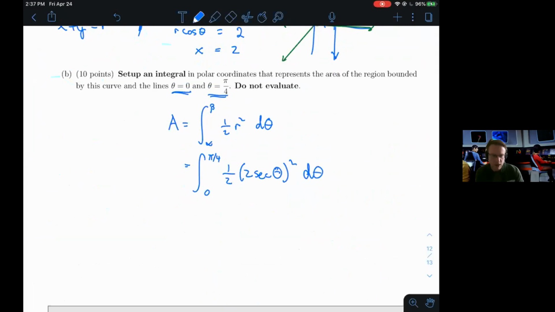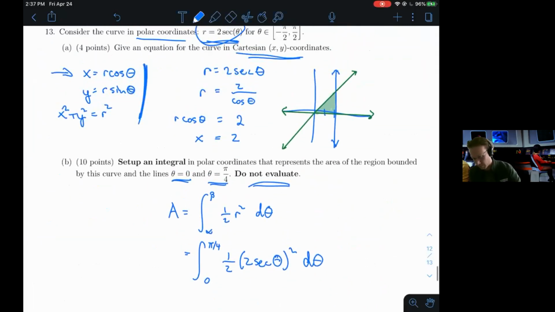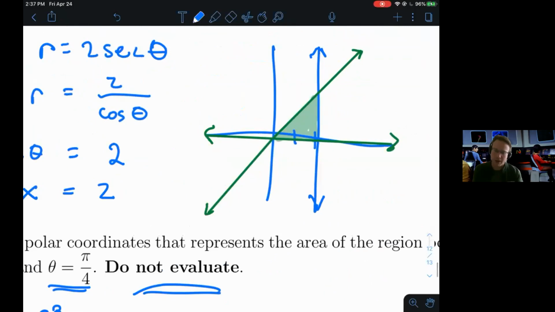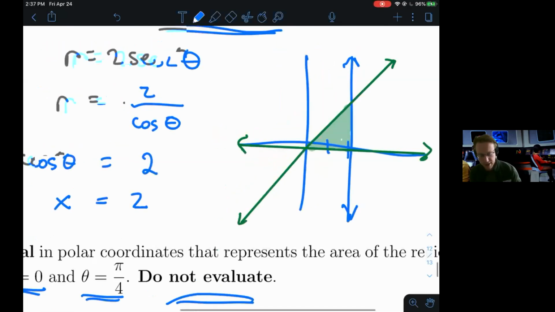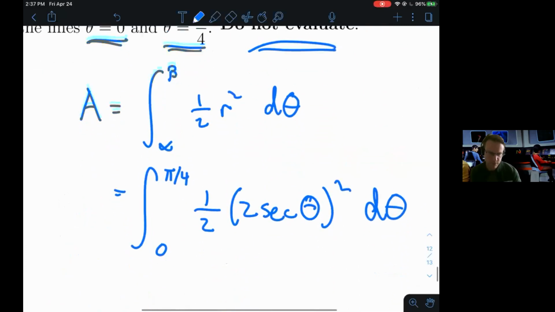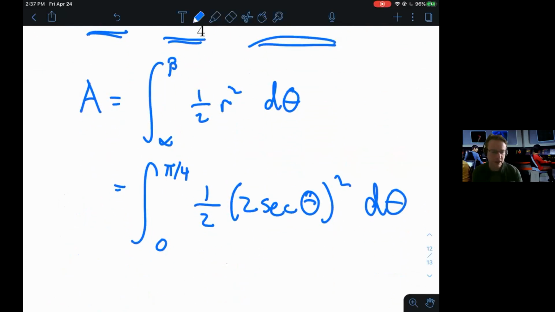So now we've set this up, right? It says do not evaluate, but actually integrating secant squared isn't all that bad. You could actually evaluate this. And because it's a triangle, kind of geometrically, we could check our answer as well. So this one wouldn't even be all that bad to actually evaluate. The other thing is that I almost did it by a process of elimination here, but I said, there's only one thing that we're calling r.